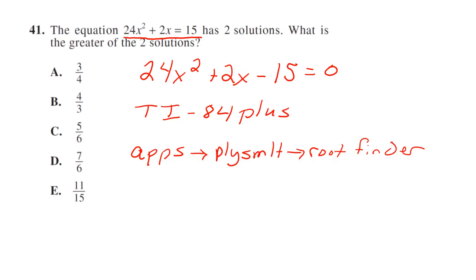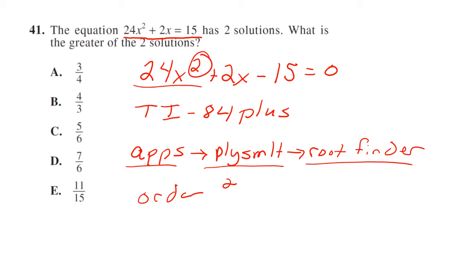So on your TI-84, hit Apps, and then scroll down to PlySmlt, and then you're going to hit Root Finder. It's probably the first choice on your calculator, choice number 1. And once you hit that, it's going to say order, real. Just keep everything the same. Probably make sure the order is 2. For this one, the order refers to the exponent on that one. On the 24, your first coefficient. And then leave everything else the same.